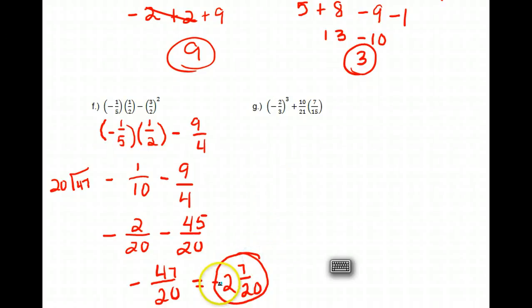If you have any questions about anything that we have done so far, please let me know, and I will be more than happy to work with you on that and let you know what's going on. Okay, letter G. As you look through here, your first thought is, oh, I need to take care of my parentheses.